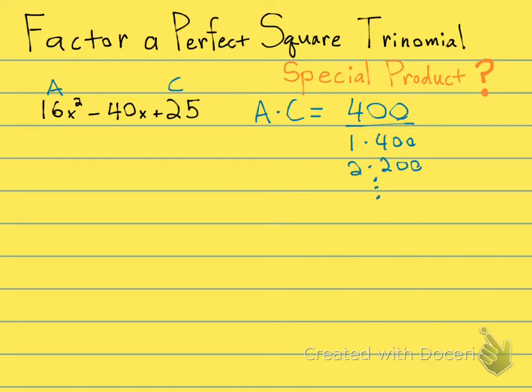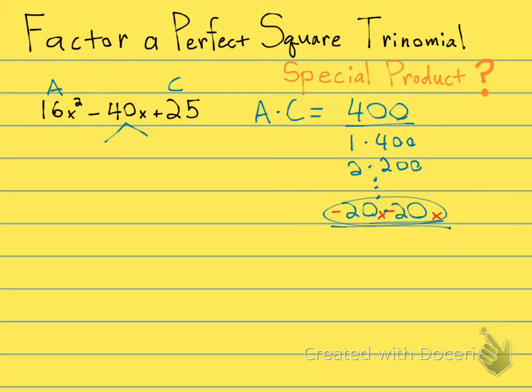Eventually, I'm going to get down to 20 times 20. Okay, this is what I'm looking for. 20 times 20 multiply to give me 400, and they add to give me 40. Now I'm going to use this to split up the middle term, and in this case it's a negative 40x, so this needs to be negative 20x minus 20x. That gives me a negative 40x.